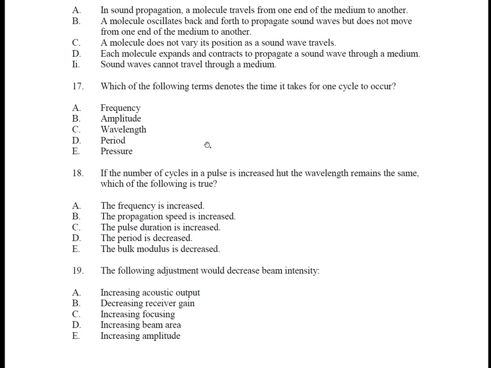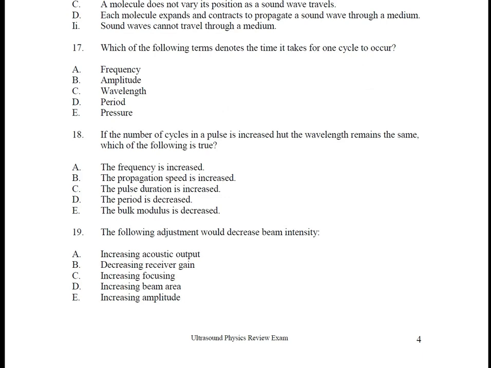Let's move on and look at the next question. This question is asking about a basic concept. It asks for the term that refers to the time it takes for one cycle to occur. The correct answer is period, which is option D. Please remember this sentence as well. Let's move on and look at the next question.